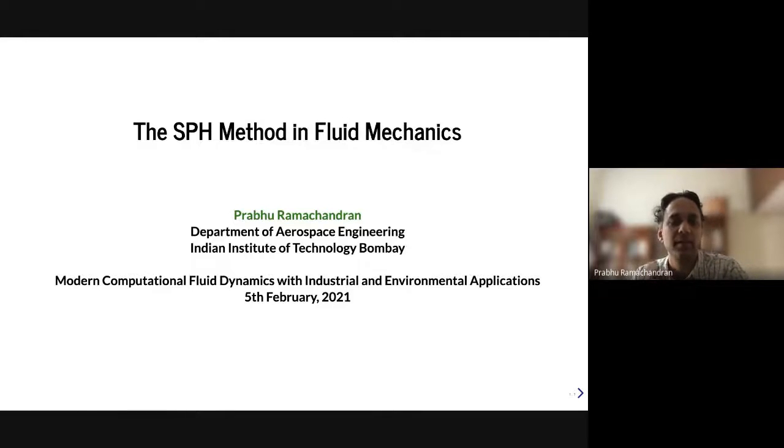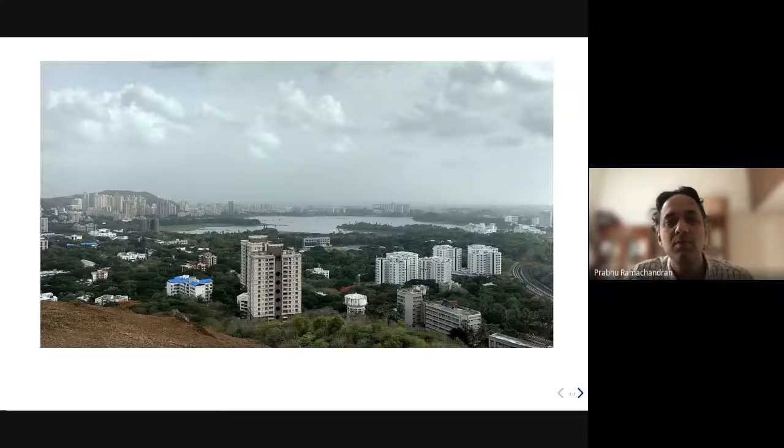Aerospace engineering at IIT Bombay. And I've been in IIT Bombay for the last 15 plus years. All right, so I dabble in many things, and one of the things that I do work on, I like to build tools for computational science, but my current research focus is in what are known broadly as particle methods, and SPH happens to be one of them.